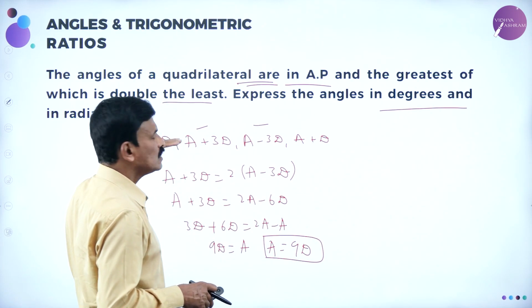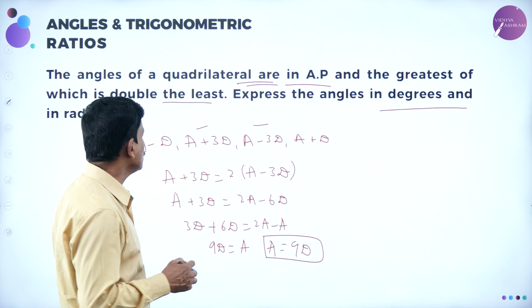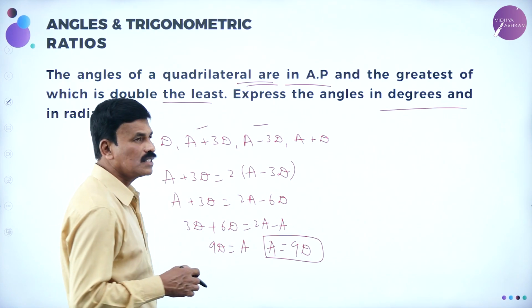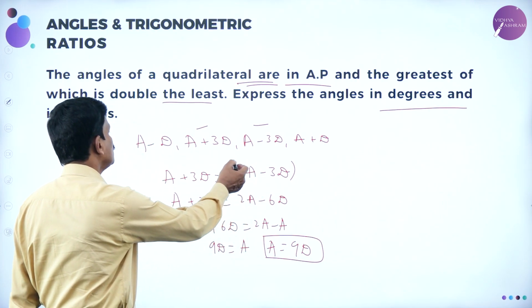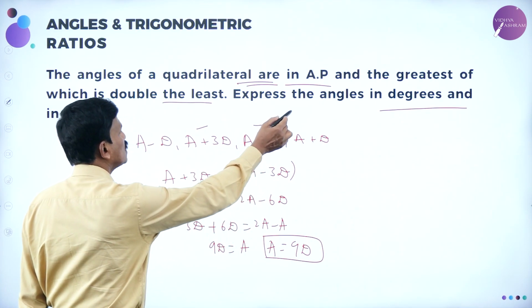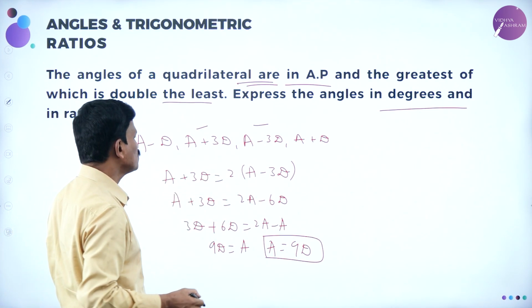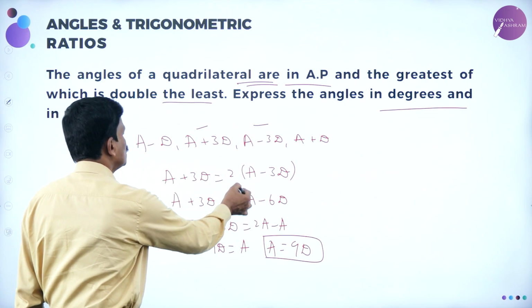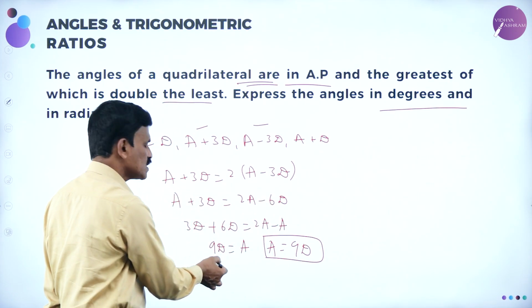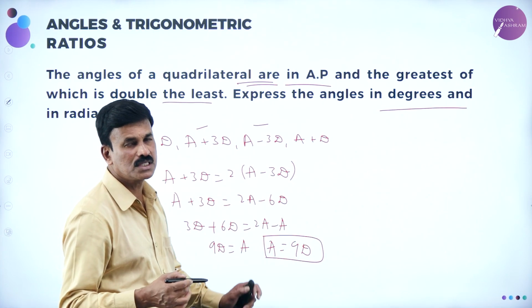So what is given? Let the angles of the quadrilateral be A minus D, A plus 3D, A minus 3D and A plus D. The least one is A minus 3D and the greatest one is A plus 3D. The greatest of which is double the least: A plus 3D is equal to 2 times (A minus 3D). So 2A minus 6D, transfer this, 9D is equal to 2A minus A, which is A. So you will get A from this relation.